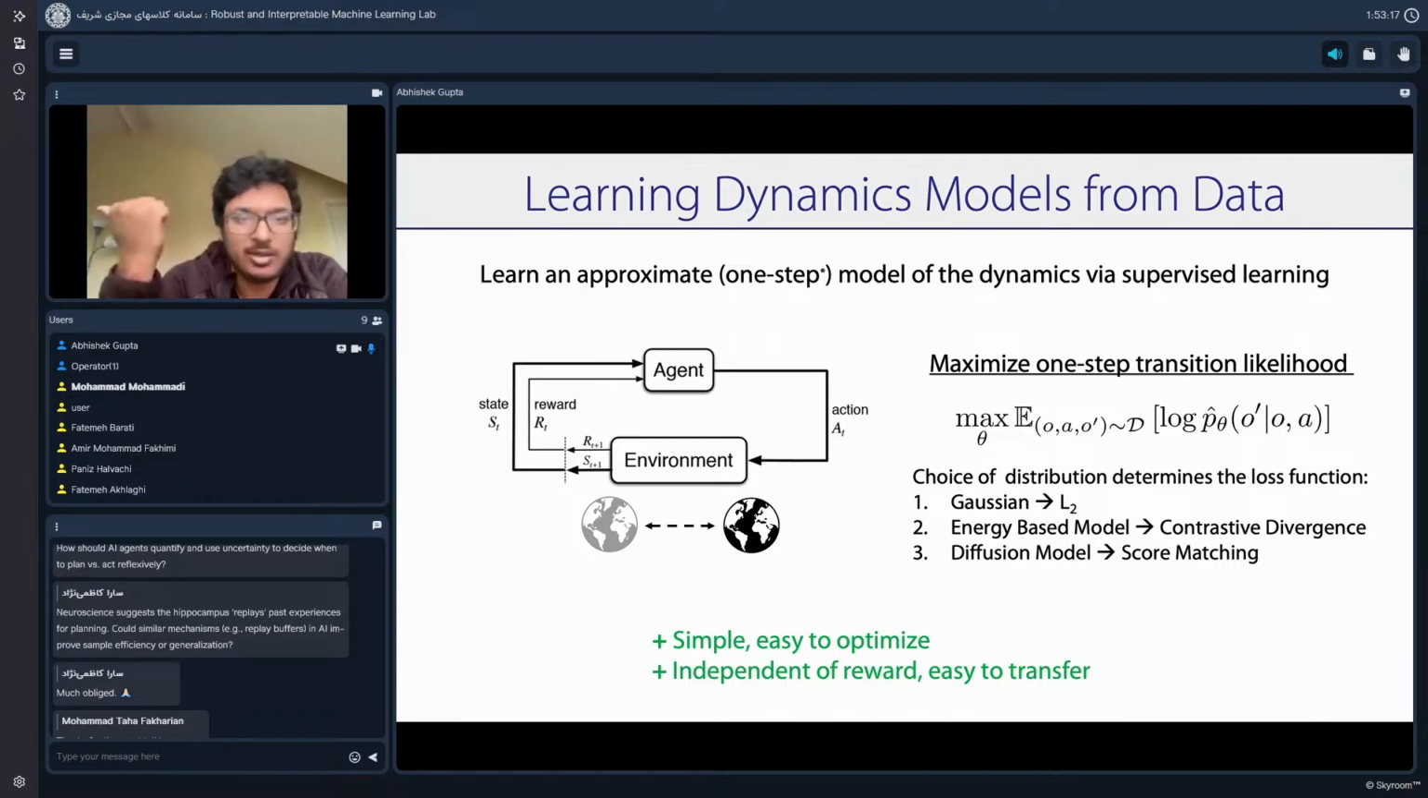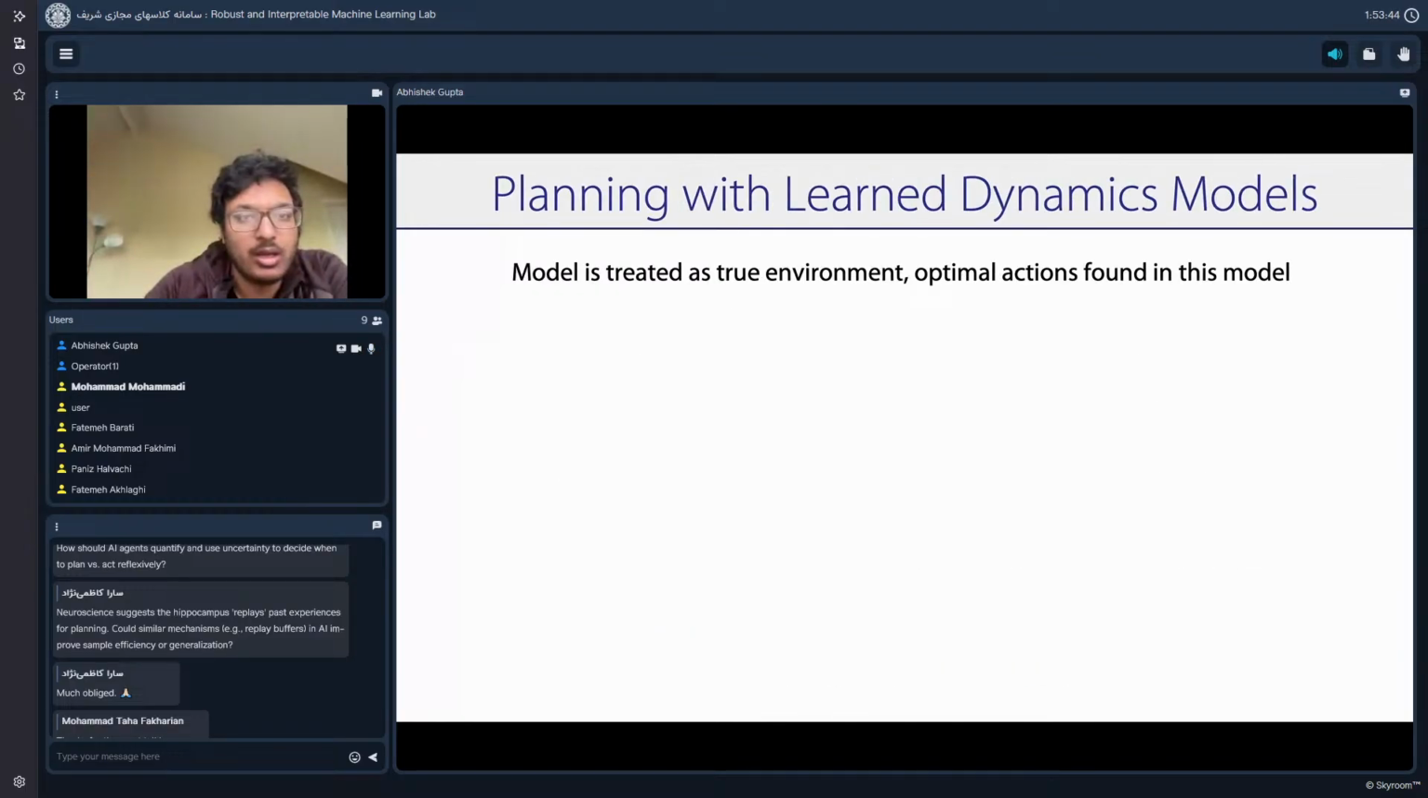The nice thing about this is that it's supervised learning. You don't have to do all this fancy TD learning stuff. You don't have to do any complicated optimization. In principle, it's nice because it's independent of reward. It's easy to transfer, and so on. So the principle of learning a world model, which is a model of the dynamics of the world, is just supervised learning. It should be nice and scalable.